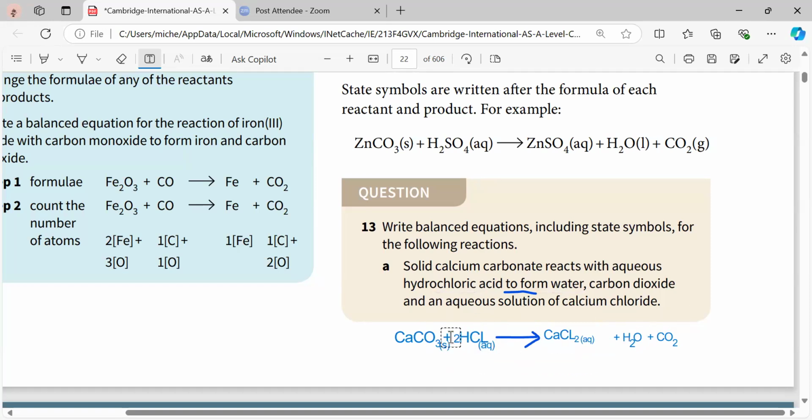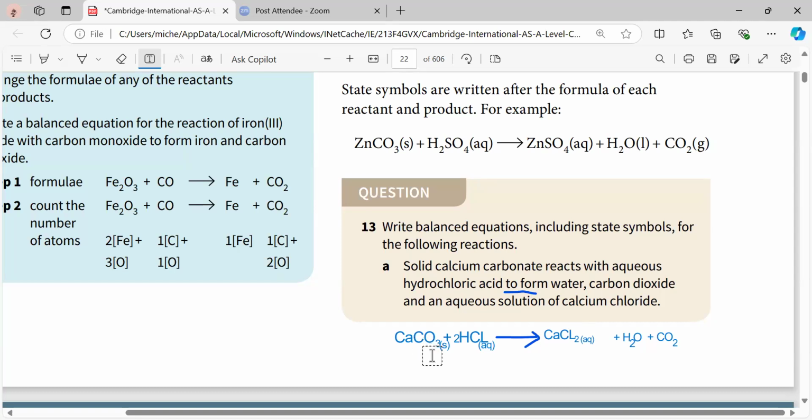Since the 2 right here in the front means that all of the chemical elements here become 2, 2 of each, we have 2 hydrogens and 2 chlorine. Since we have 2 chlorine, we are going to check if the right side also has 2 chlorine. And it turns out, yes, we have 2. So this equation is balanced.